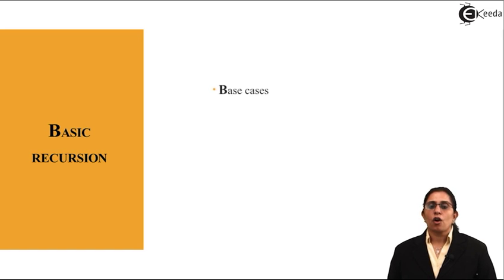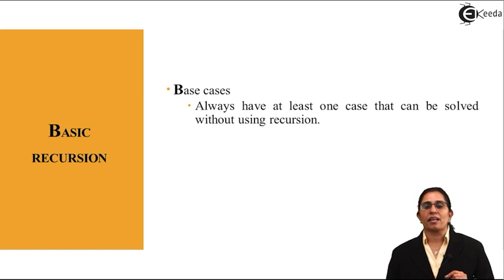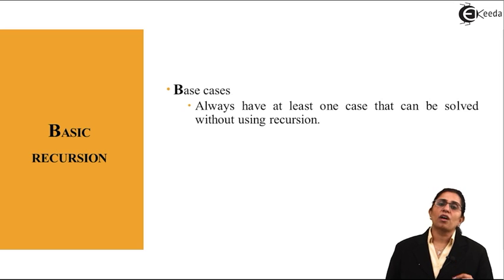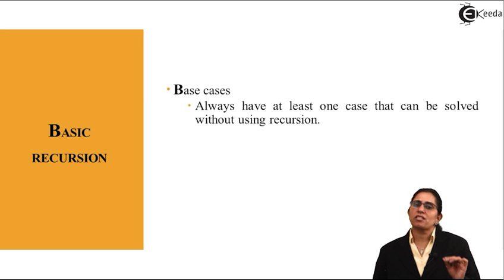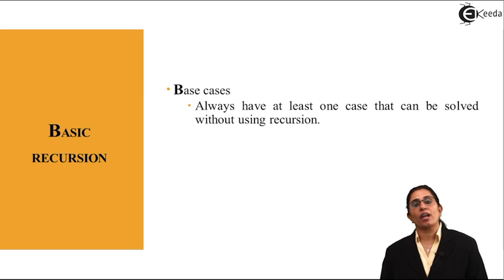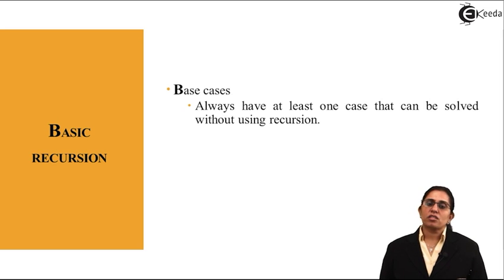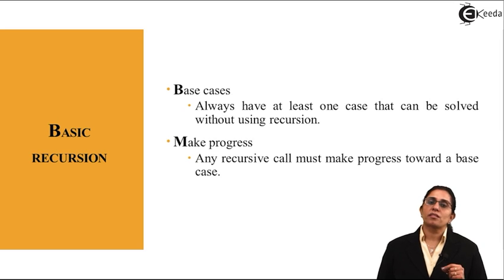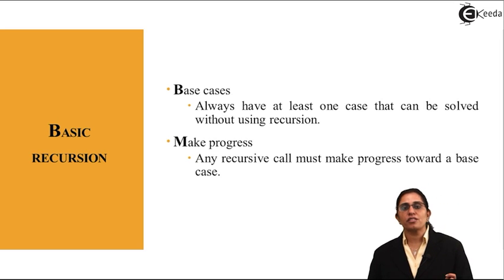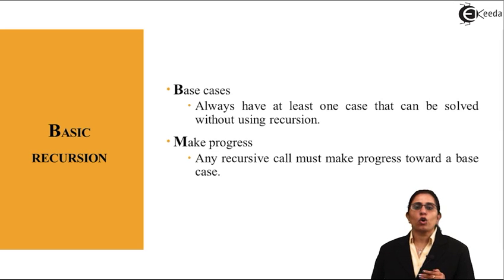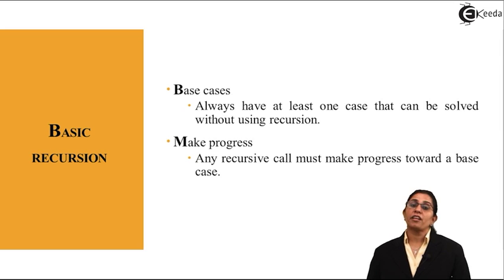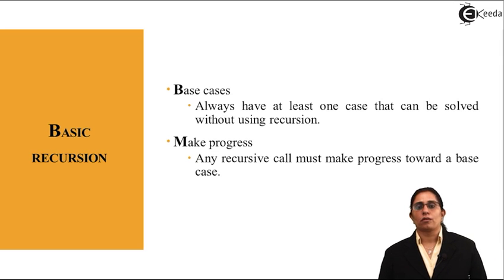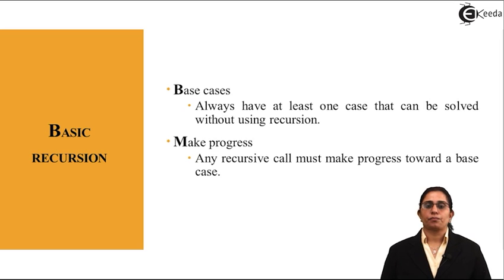Base cases always have at least one case that is solved without recursion. That is, when I reach that stage, my program should come out. At a later stage, when I reduce the problem, any recursive call must make progress towards the base case. That is, the first instance is the checking condition, and later on when I divide and conquer a particular program, it should always approach my base case.